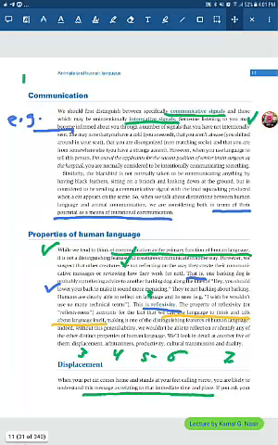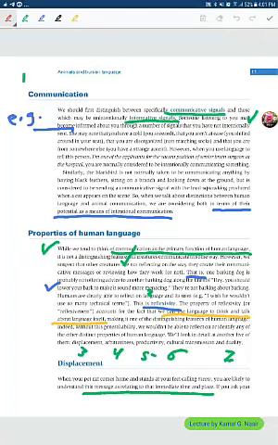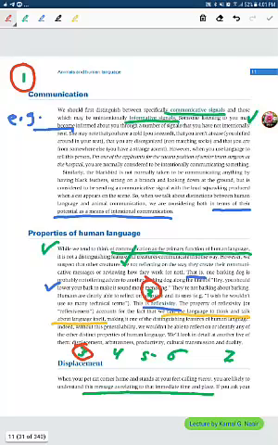First, what are these properties? Number one, communication. Number two, reflexivity. Number three, displacement. Number four, arbitrariness. Number five, productivity. Number six, cultural transmission. Number seven, duality. We are going to see what is meant by each of these concepts, and there are some experiments related to these concepts, to see what the difference is between human language and other creatures' language.